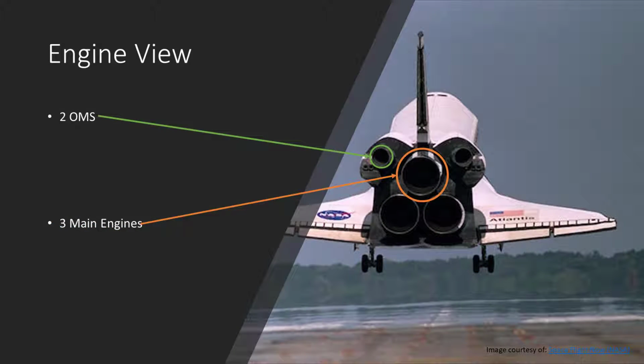Here's a great view of the engines from the rear of the shuttle as it's landing on the runway. You can see the big difference between the 2 different engine types. The 3 main engines, as I mentioned before, are used to provide a lot of thrust at initial launch. The 2 orbital maneuvering system engines are the smaller ones, highlighted in green, and those are used to maneuver while the vehicle is in space and orbit around the Earth.